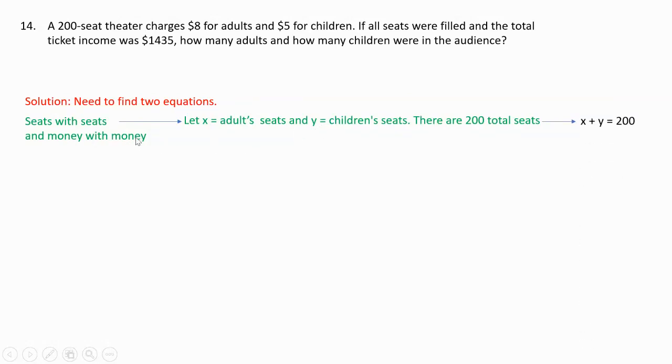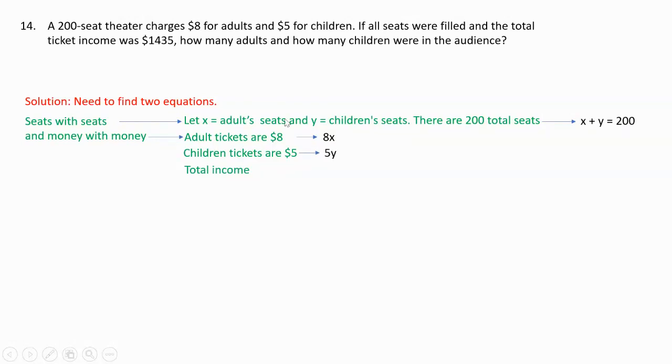Now we're going to use the money. For example, the adult tickets are $8. Since X represents adults, this is going to be 8X. In a similar manner, the children's tickets are worth $5. Since Y represents the children's seats, it's going to give us 5Y.